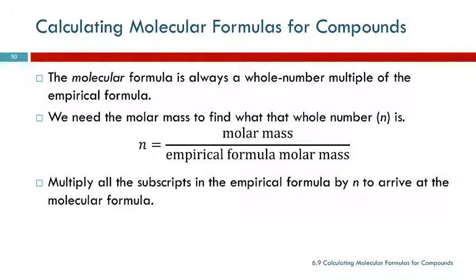So you have either just calculated the empirical formula, or they tell you what it is. You find that mass, and you divide it into this. So this will come out to be a nice whole number unless you did something wrong. There's no rounding or multiplying. You take this number and you multiply all the subscripts in the empirical formula, and that gives you the molecular formula.